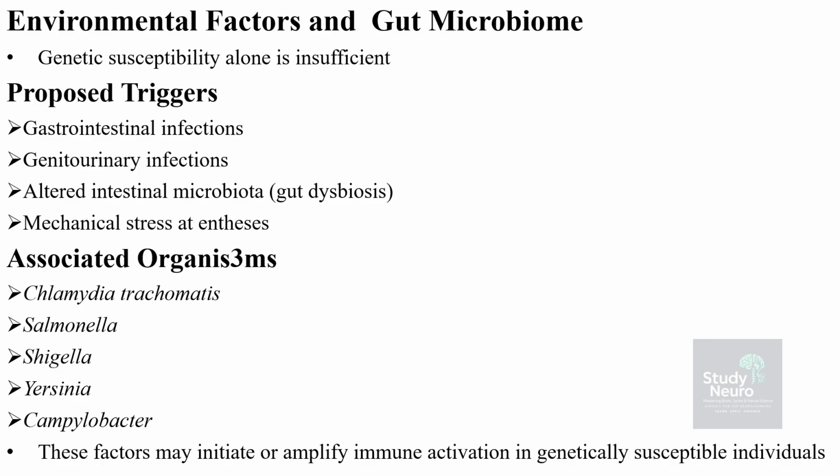Genetic susceptibility alone is not enough to explain the development of ankylosing spondylitis. Environmental factors may help trigger the disease or increase immune activity in people who are already genetically predisposed. The gut may be particularly important. Changes in the normal balance of intestinal bacteria, known as gut dysbiosis, have been linked to inflammation, while infections involving the gastrointestinal or genitourinary tract may also act as potential triggers.